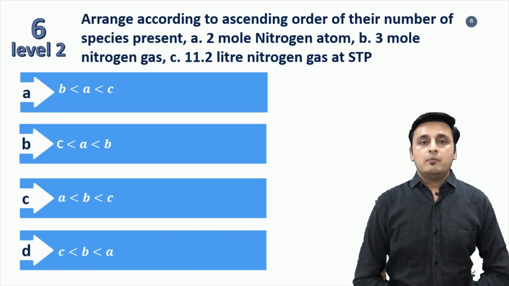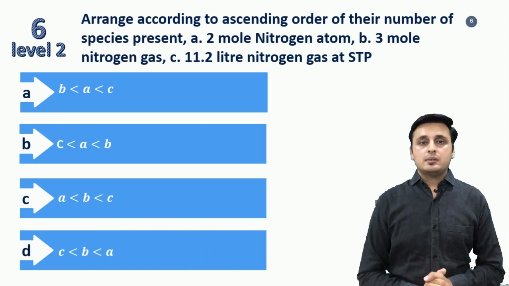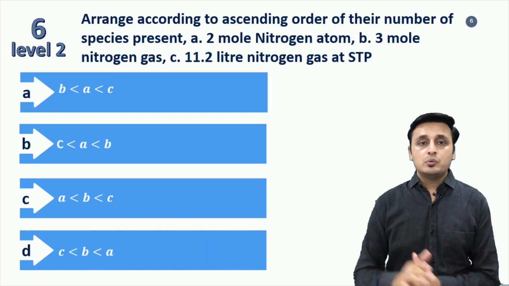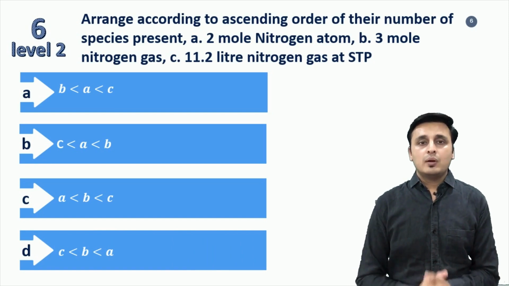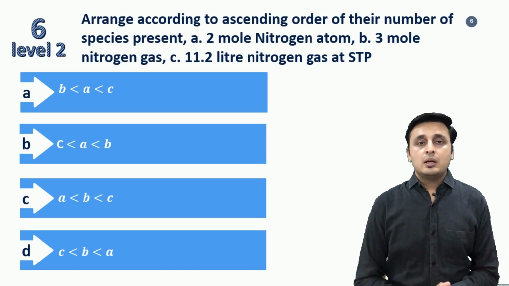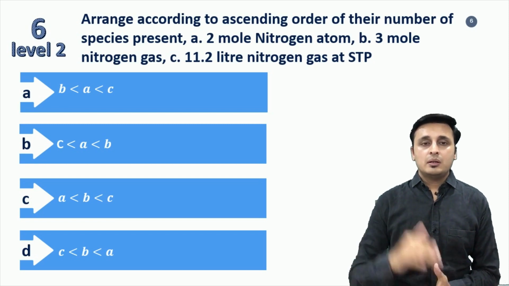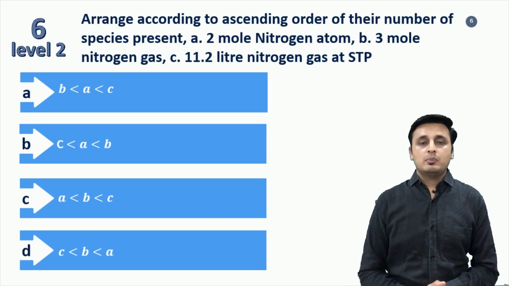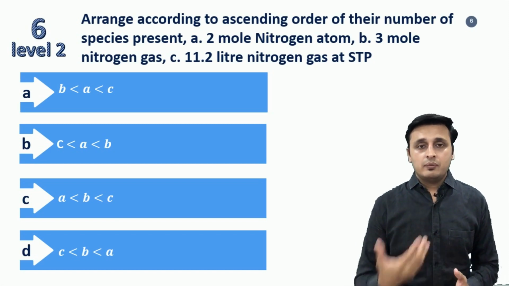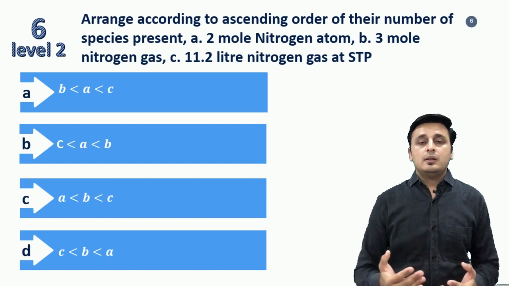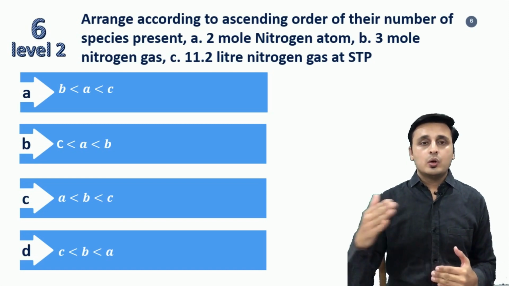Dear friends, we need to arrange the number of species, not molecules, according to ascending order. So we just need to find out the mole numbers. The highest mole number will be at the top part and the lowest mole number will be at the bottom part. And if we are arranging in ascending order, then ascending order is lower to higher.